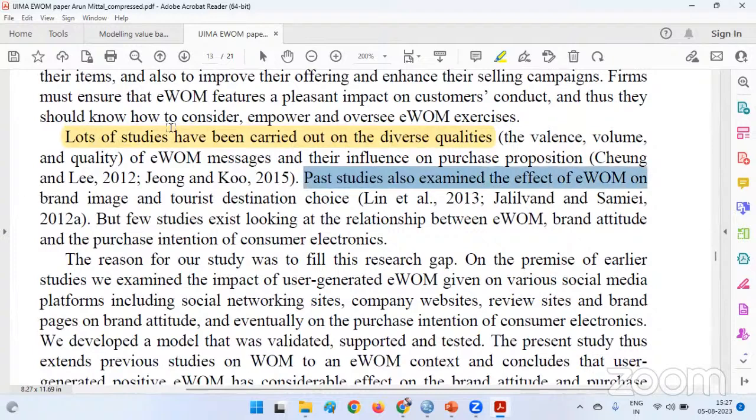So this I am writing in the discussion and conclusion, that we have found a relation of EWOM, brand attitude and purchase intention, which is not there in many studies. So this is a gap. The reason for our study was to fill this gap.